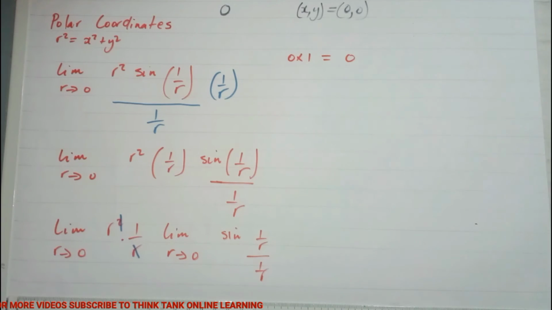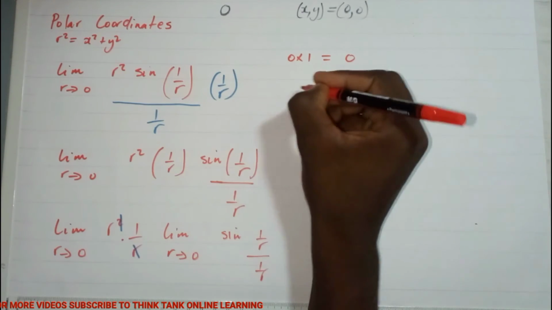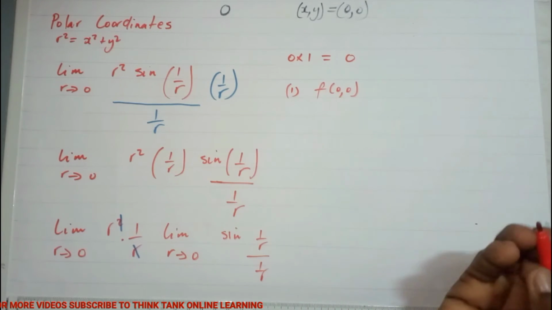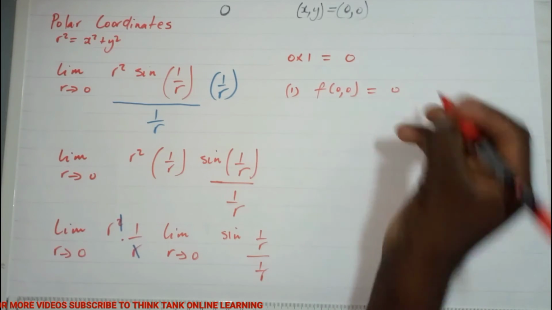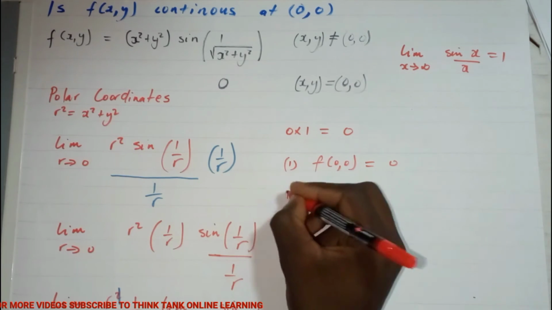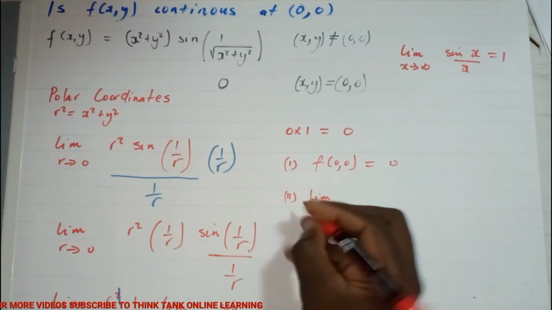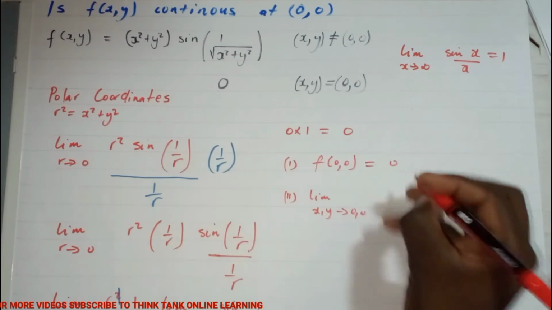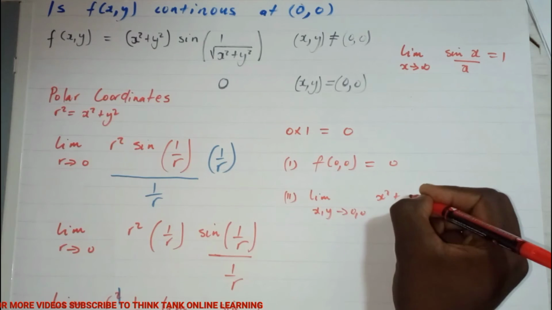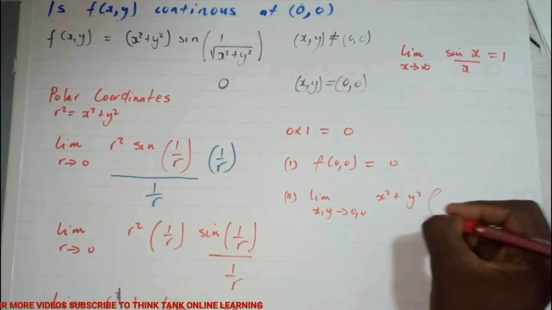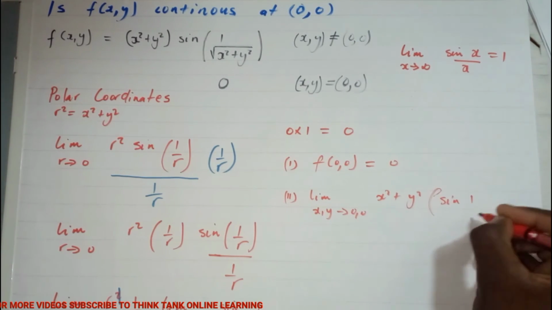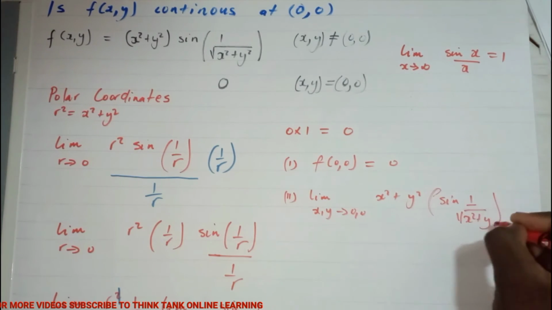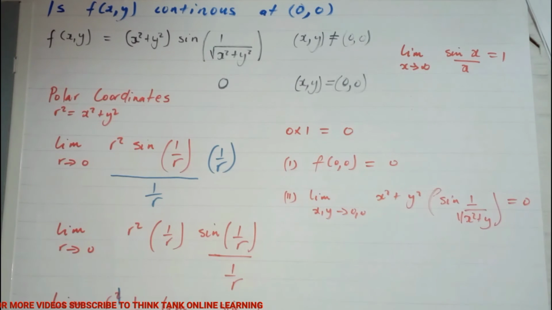Okay, so first we say the function is defined at the origin. That was our first condition. f(0,0) is defined at the origin and it goes to 0. Then the limit as (x,y) approaches (0,0) of (x² + y²) sin(1/(x² + y²)) at this point is equal to 0.